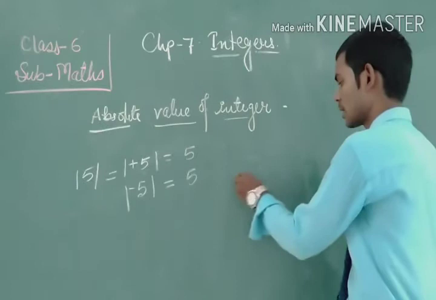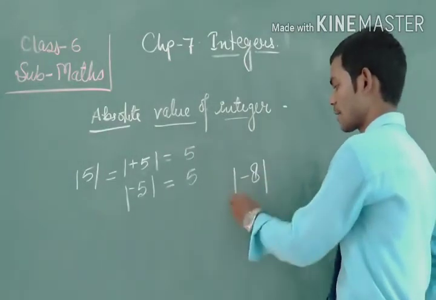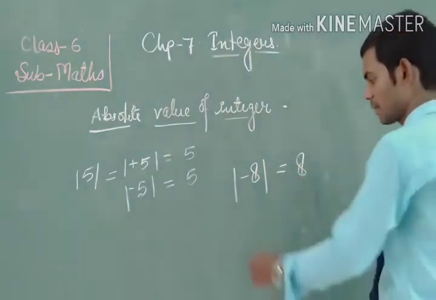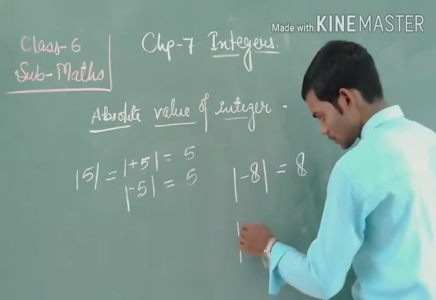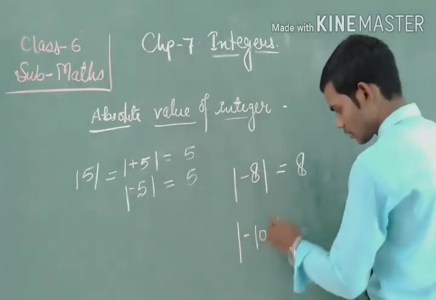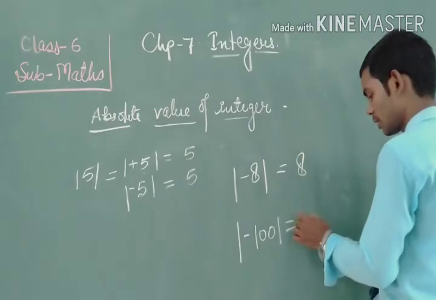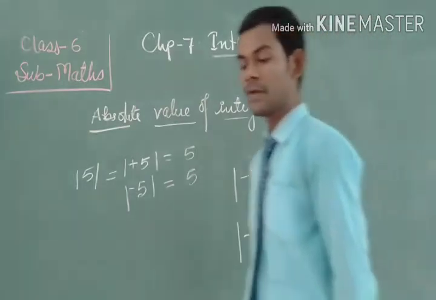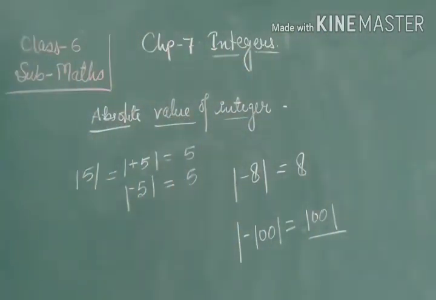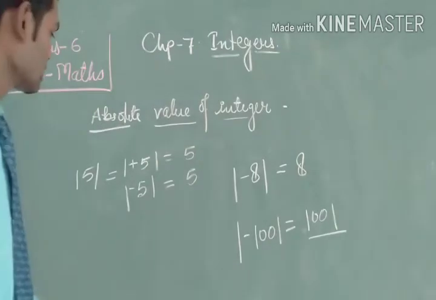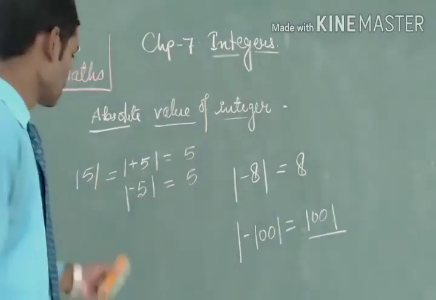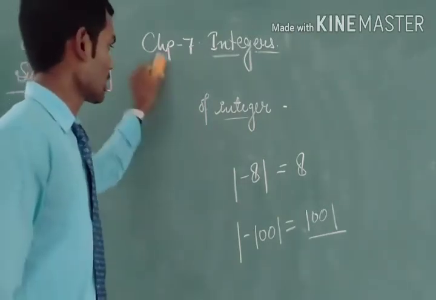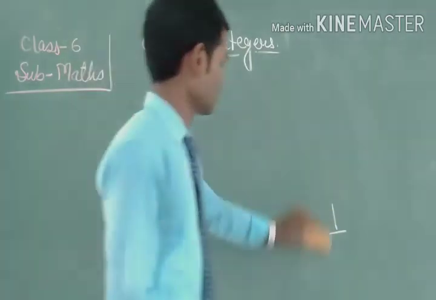Similarly, if we have another number, minus 8, then its absolute value will be 8. If we have minus 1001, then its absolute value will be 1001, that is a positive number. So if we find the absolute value of a positive or negative number, it always gives us a positive number. Okay students, so this is the absolute value of integers. Now let us start our exercise 7.2.